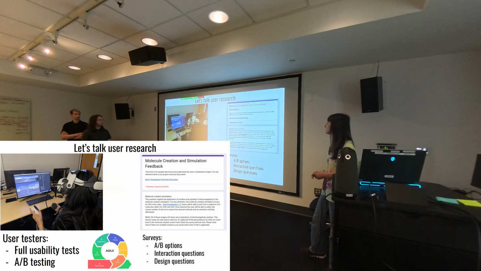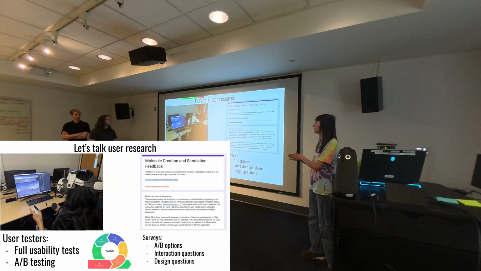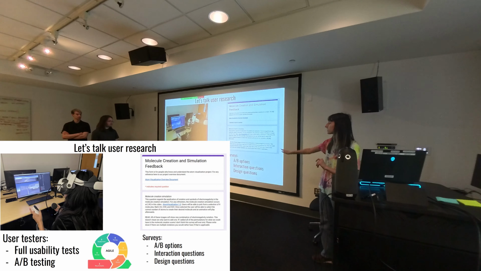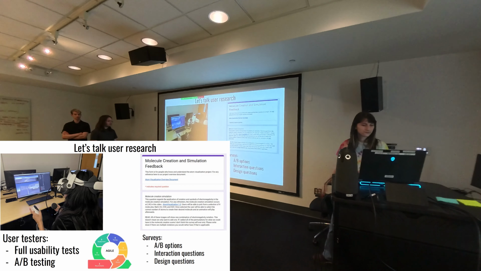And for A/B testing, we did a lot of that with user testers, but also with surveys. We would give people many options to choose from, and they would choose what they thought was best for them, or what they thought might be best in our program at least. And so we would keep going through that like a cycle.